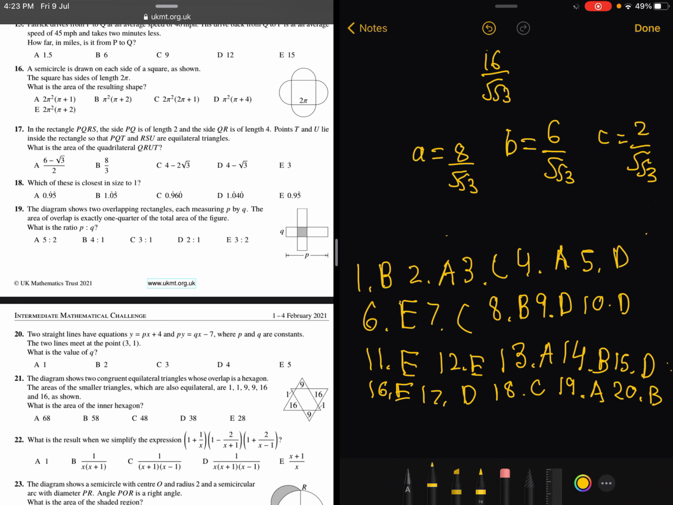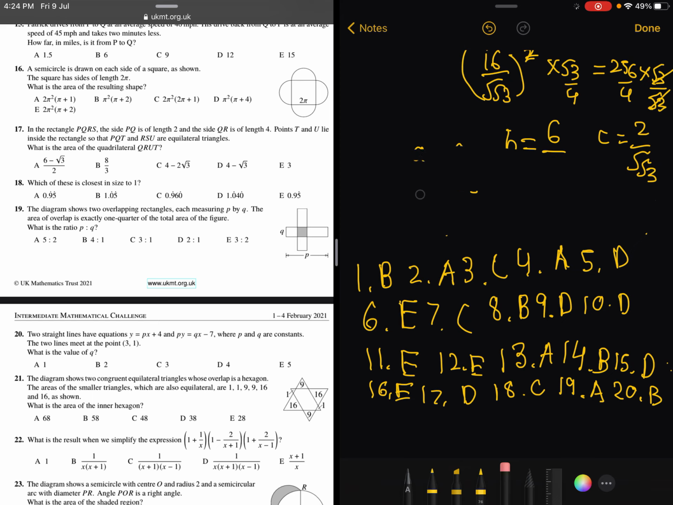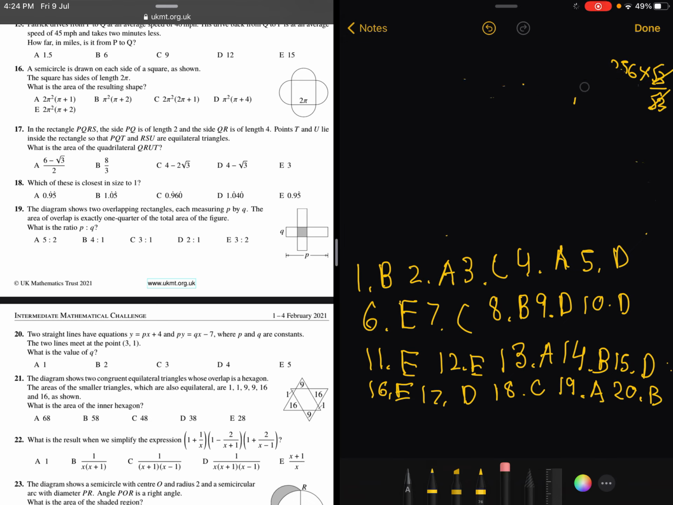And applying A squared root 3 over 4 gives us 256 over 4 into root 3 over root 3, giving us 64. So the area is 64 of the larger equilateral triangle, and 64 minus 26 just gives us 38, so the answer is D. 21 is D. Both ways we have shown that 21 is D.